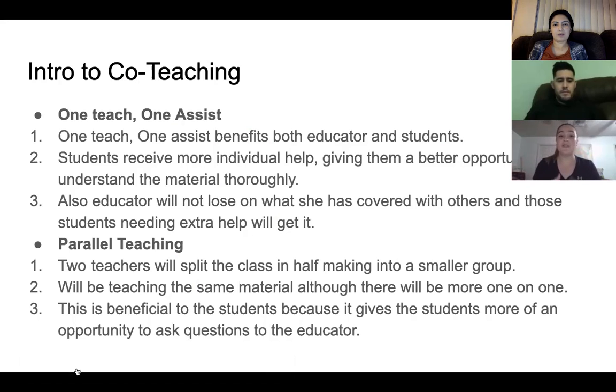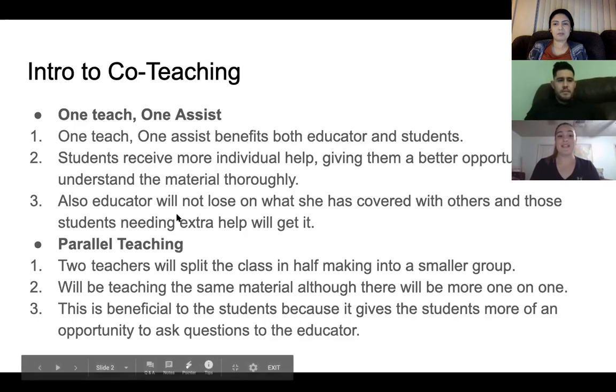The second one is parallel teaching. 2 teachers will split the class in half, making it into smaller groups. They teach the same material, but just in smaller groups. And this is beneficial to the students because it gives the students more of an opportunity to ask questions to the educator and get more of that individual help that they would need.